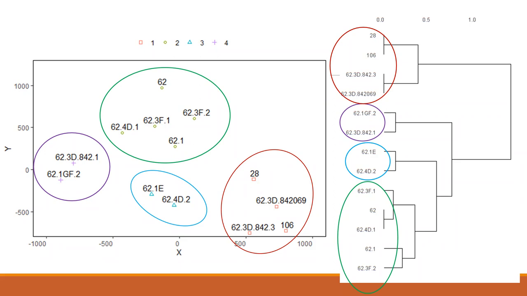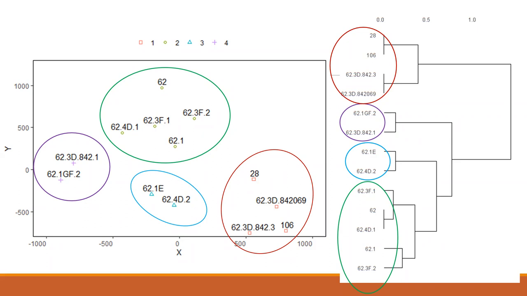What is interesting is that the tomb 62 individuals spread very wide in this analysis, while the two primary burials of this analysis, so burials 28 and 106 here on the red group, they clustered together with two other tomb 62 individuals, and everybody else was somewhere else and did something different.